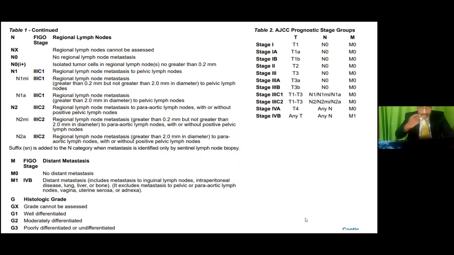Coming to the 3C stage, we can see the regional lymph node metastasis. If it is to the pelvic lymph nodes, we take it as 3C1. We call it 3C2 when there is positive para-aortic lymph node metastasis. M0 is no distant metastasis, and M1, that is stage 4B disease, we use for distant metastasis. What we do not include in 4B are involvement of the pelvic or para-aortic nodes, or of the vagina, uterine serosa or adnexa. And the histology grades are grade 1, grade 2, grade 3, from well differentiated and moderately differentiated to poorly differentiated.